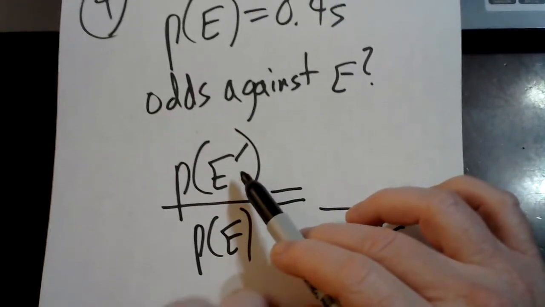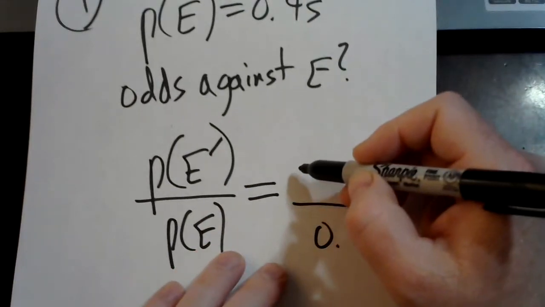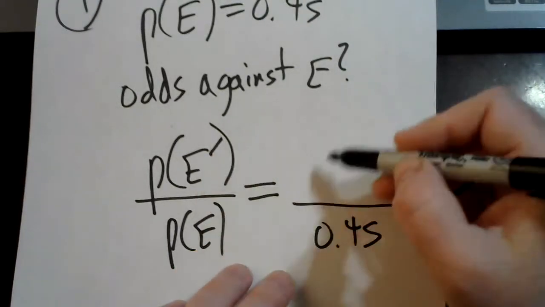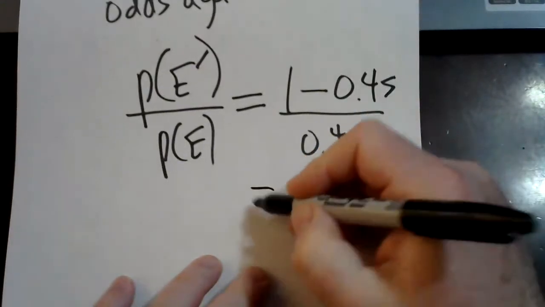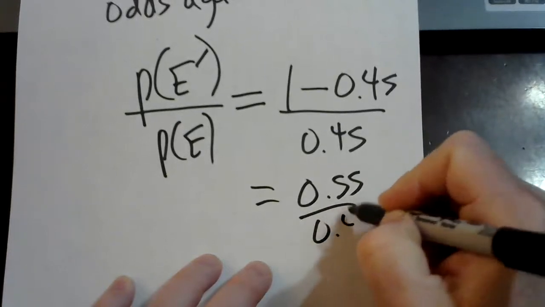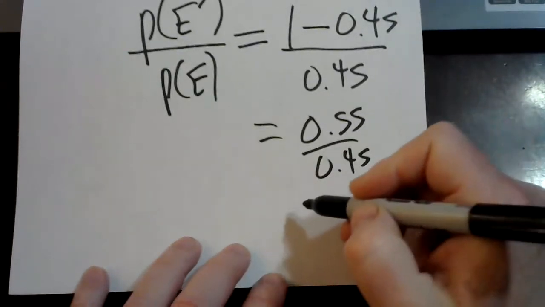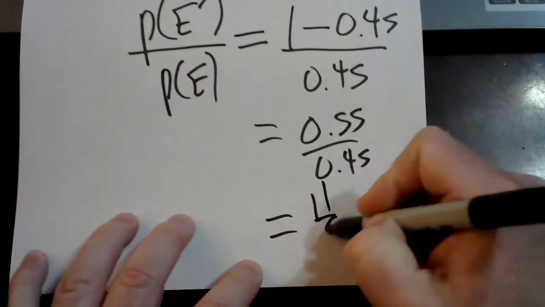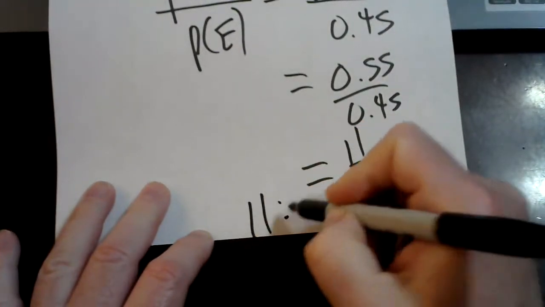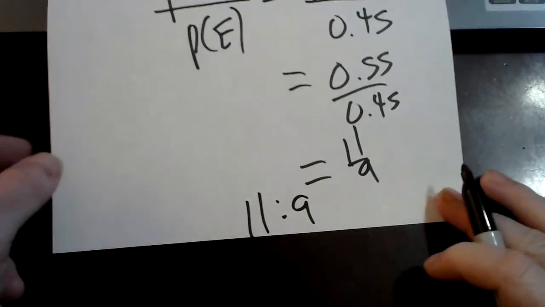They give us the probability of E is 0.45. So what's the probability of E complement? Well, the complement rule says that if you're trying to find the probability that something doesn't happen, subtract the probability that it does happen from 1. That's something you should know. So I end up with 0.55 divided by 0.45. Plug that into a calculator. Convert it to a fraction, and I get 11 over 9. But remember, you can also write that as 11 to 9, and they're both equivalent.